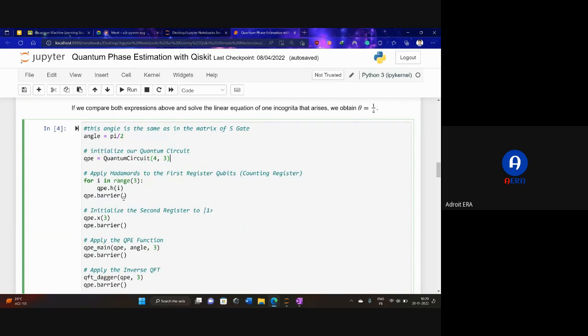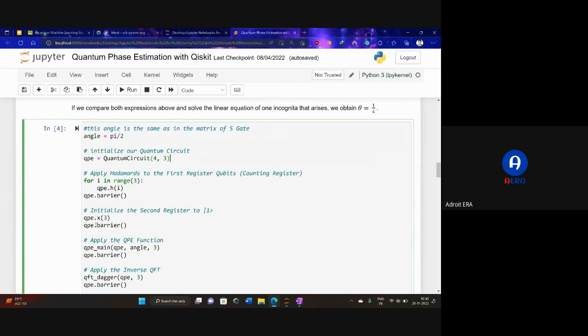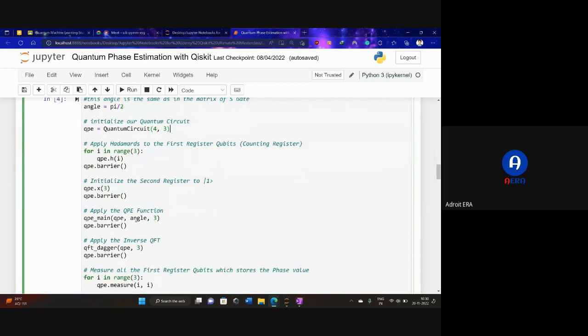Then we apply Hadamard gate according to the circuit on the counting register. First register qubits, we will apply Hadamard gate, right? And then we initialize the second register to 1. So this is our eigenvector, ket psi, as I have explained to you. So here it becomes 1, that means flipped. And then we apply the QPE function, QPE main. We call this function, we give the angle, we give the circuit QPE, and we also give the qubits.